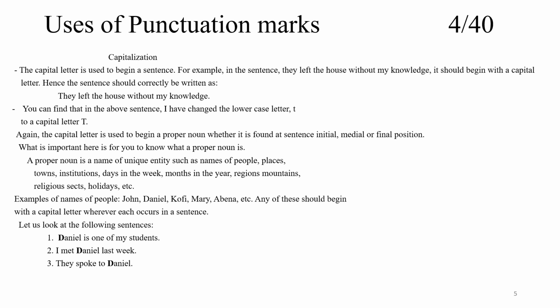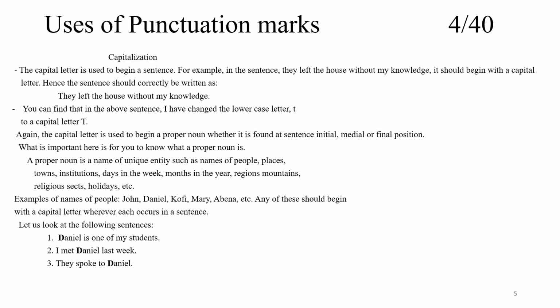If, for example, we have the sentence, they left the house without my knowledge, you can find that this sentence is not capitalized. And so we need to capitalize the T of the word they. The small letter t, as you find on the slide there, should be capitalized. And so we're going to get the capital T beginning the word. So the correct sentence will be, They left the house without my knowledge.